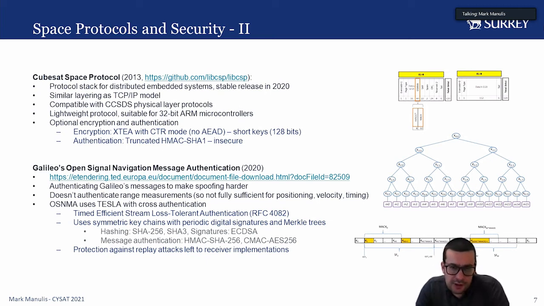Now, cross-authentication means that not each satellite sends authenticated messages. You have a subset of satellites that will send authenticated messages for other satellites. So one satellite, for instance, can authenticate messages that are sent by several other satellites. Now, this doesn't necessarily improve security because it introduces an additional trust assumption on that satellite, but it improves performance and also reliability.